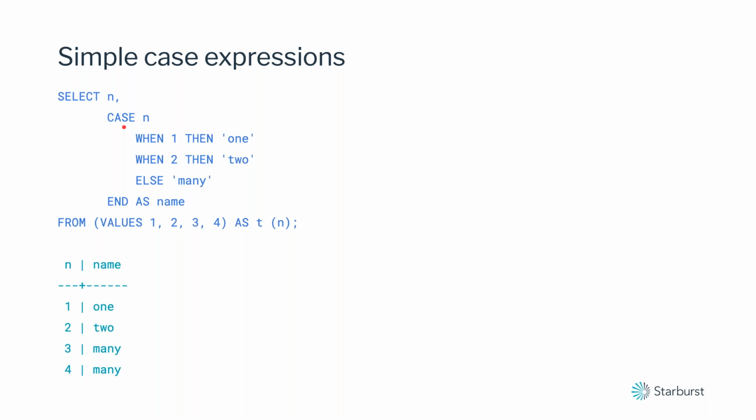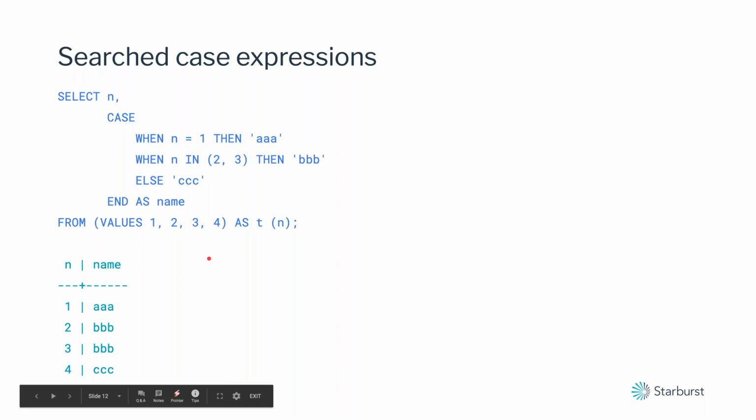Oh, whoops, I missed the slide. Yeah, the first one is a simple one where you pass in a value and then you just say when the value is equal to something, then you return a different output. So here we've got a table with numbers 1 through 4, and we're saying, okay, when column N is 1, then we return the string 1. When it's 2, return the string 2, and when it's many, we return the string many. And you can see that's what we get in our output.